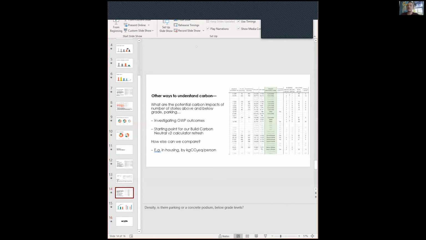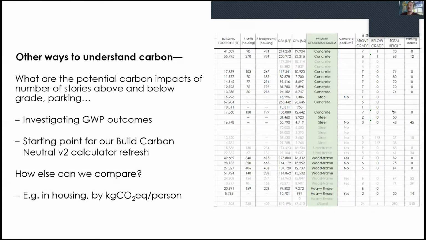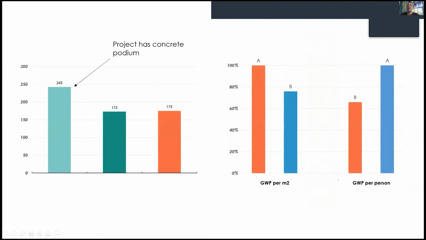And then also understanding things like the total square footage, and that changing how much that concrete podium matters, for example, or even looking at, especially in housing, another standard that could be residents and number of people in addition to square footage. So looking at the graph here on the right, comparing two projects, project A has a higher impact per square meter, but a lower impact per person.